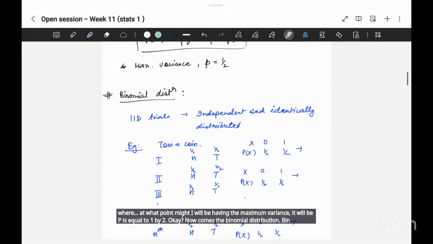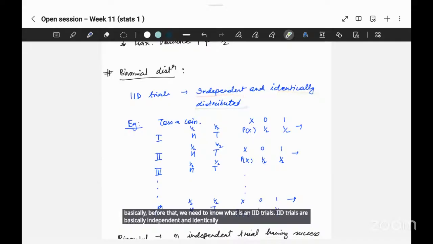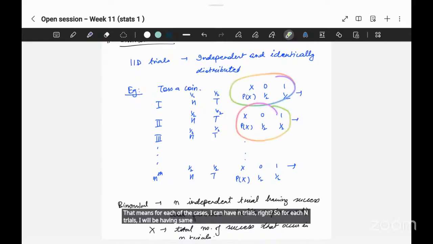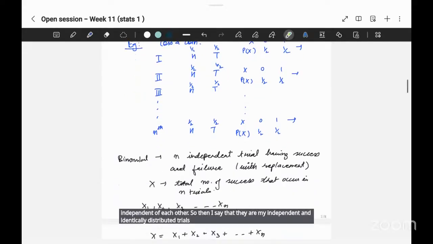Okay. Now comes the binomial distribution. Before that, we need to know what IID trials are. IID trials are basically independent and identically distributed trials. That means I can have n trials, and for each of the n trials I will have the same distribution. And each trial will be independent of the others. So then I say that they are my independent and identically distributed trials.